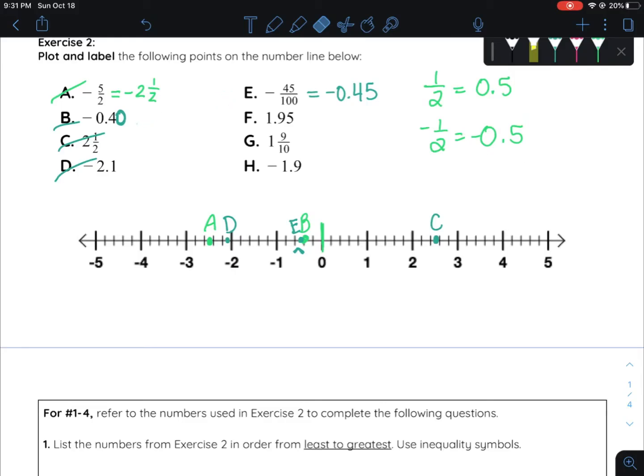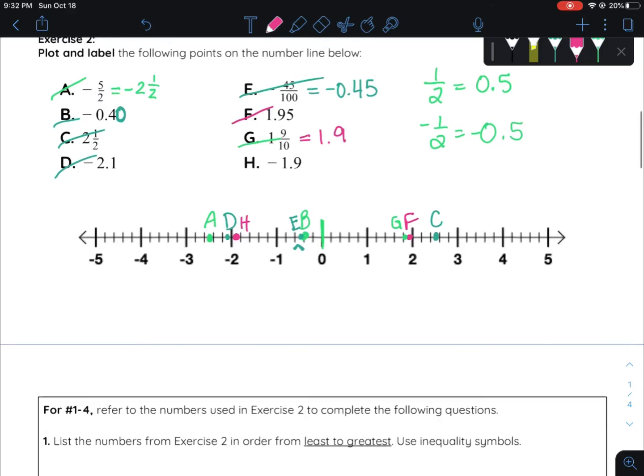Okay, now moving on to the next one. Point F, 1.95. That's very close to 2. So I'm just going to go right up next to the 2. 1 and 9/10. That's also pretty close to 2. But remember, 1 and 9/10 is also just 1.9. It's pretty close, but it is not quite at 1.95. So I'm just going to go slightly before that point F, because it's slightly smaller, so slightly to the left. And then finally, -1.9. So I'm going to go -1, and then I'm going to go just a little bit before the -2, so maybe right here. And that will be my final point, point H.